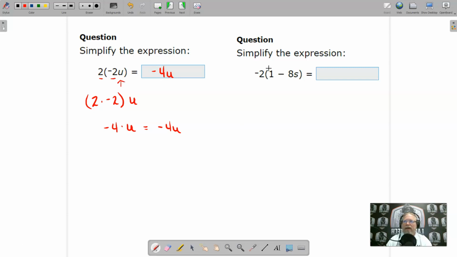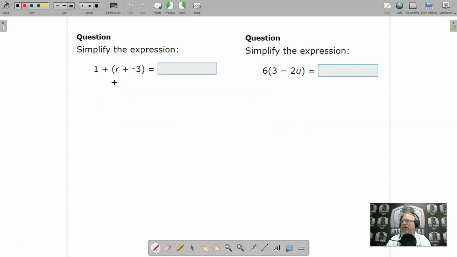This one here is distributive property. We need to distribute the negative 2 into both the value of 1 and realize that this is a negative 8. I'm going to rewrite this so you can see this is actually 1 plus negative 8s. Because whenever we distribute this negative 2 in, we need to realize this is actually plus a negative so that we realize that we have a negative times negative. So negative 2 times positive 1 is negative 2, and negative 2 times negative 8 is a positive 16, and the s goes along for the ride. So we end up at negative 2 plus 16s.